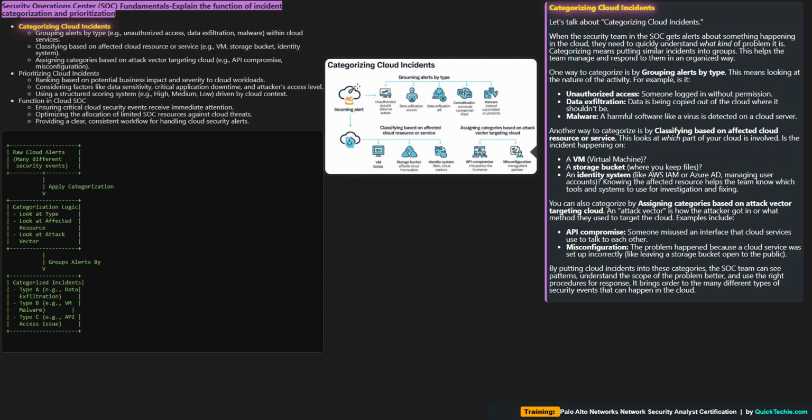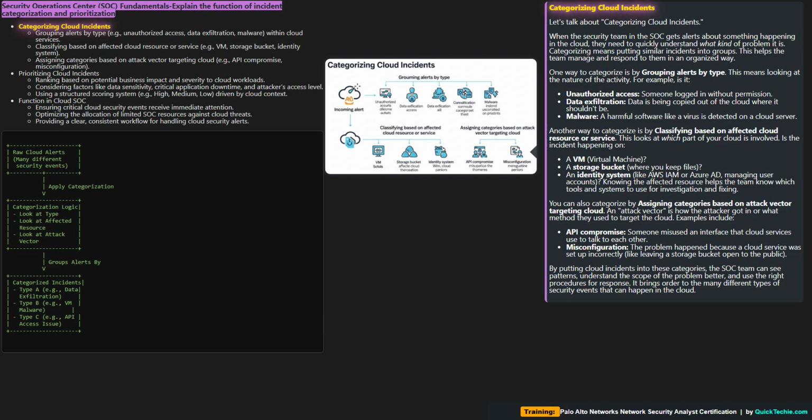You can also categorize by assigning categories based on attack vector targeting cloud. An attack vector is how the attacker got in or what method they used to target the cloud. Examples include API compromise, someone misused an interface that cloud services use to talk to each other. Misconfiguration, the problem happened because a cloud service was set up incorrectly, like leaving a storage bucket open to the public. By putting cloud incidents into these categories, the SOC team can see patterns, understand the scope of the problem better, and use the right procedures for response.